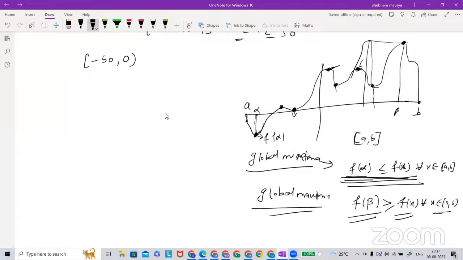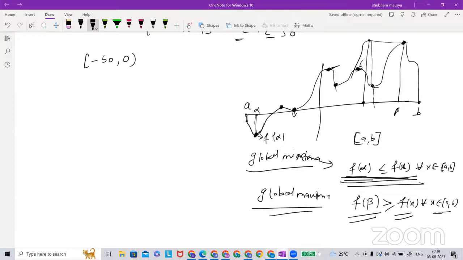The function value is the same, but at two different points it attains the same value. That's the difference. So it means a function can contain multiple local maxima and multiple global maxima? Yes, it may contain.